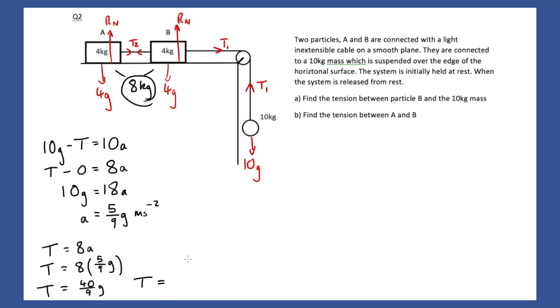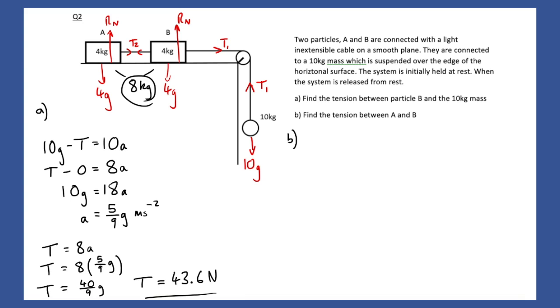Which in decimal is 43.6 newtons. Okay, so that's a standard approach: use two equations to find our tension. We don't really need our acceleration, but it's quite a standard way through, and often questions will ask for acceleration, so that's all good. So that's A dealt with.